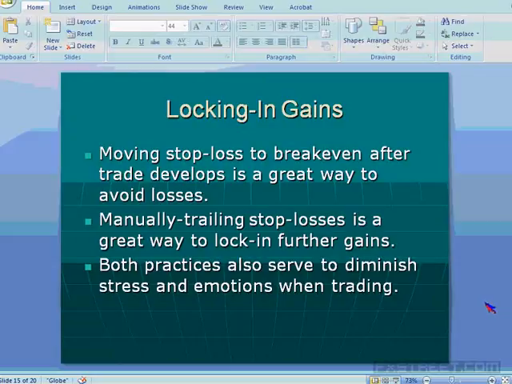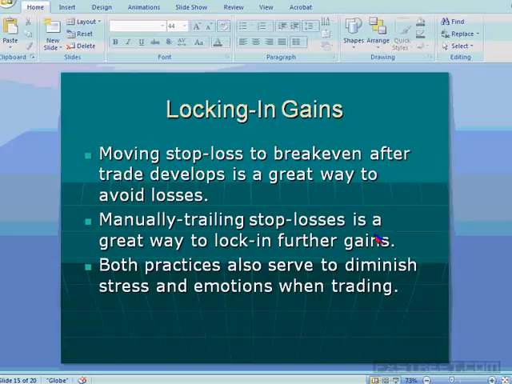Okay, now another principle that I use, and I'm going through this pretty quickly because I know a lot of you have heard this before, is locking in gains. For example, when I get into a trade and the trade is going my direction, I will very often move my stop loss to break even after the trade develops. Okay? And it's a great way to avoid losses. Very closely tied into that is using manually trailing stop losses in order to lock in further gains.